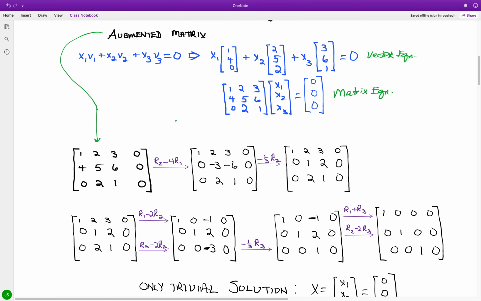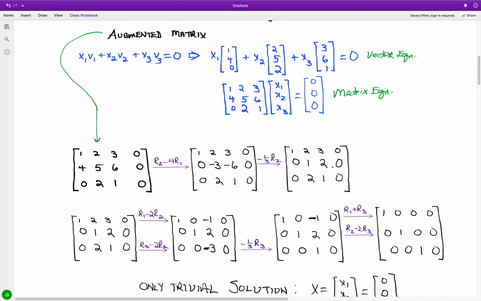In the augmented matrix form, going column by column, we have (1, 4, 0), (2, 5, 2), (3, 6, 1), and it is equal to 0 in the matrix. Just getting it to reduced echelon form. I'm going to make the second row first element into a 0, so I take the second row minus 4 times the first row. So I have 0, negative 3, negative 6, 0. Our second pivot position is where the negative 3 is situated, and I want to make this into a positive 1, so I take negative 1/3 of the second row.